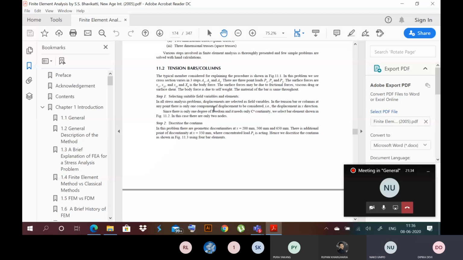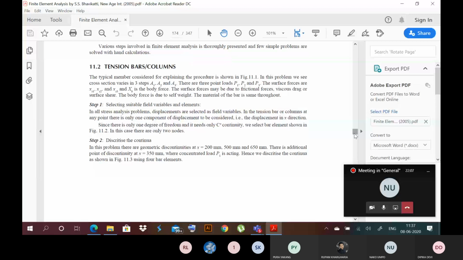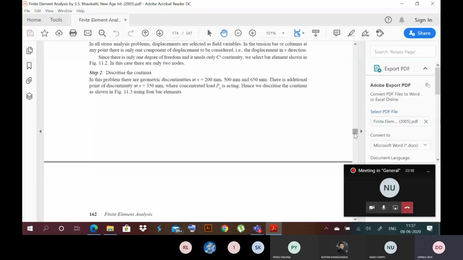So step one is to select the suitable field variable and element. Field variables mean we need to select the displacement degrees of freedom. That means we need to select the elements, the nodes, and what the degrees of freedom at the nodes are. We will consider a 1D element, so we'll have 1 degree of freedom at each node. The next step will be to discretize it. And the problem is like this.